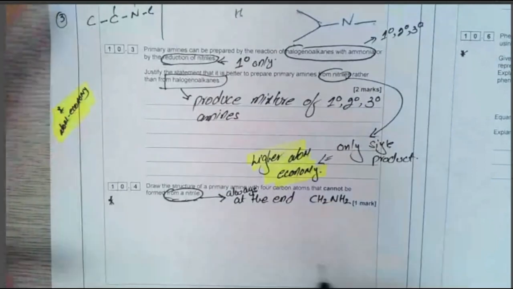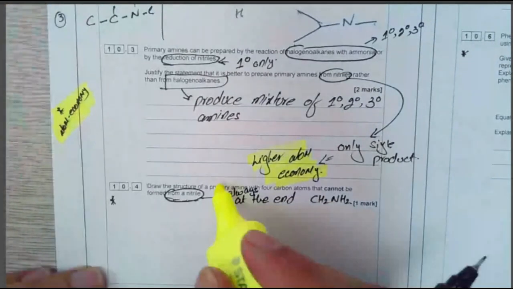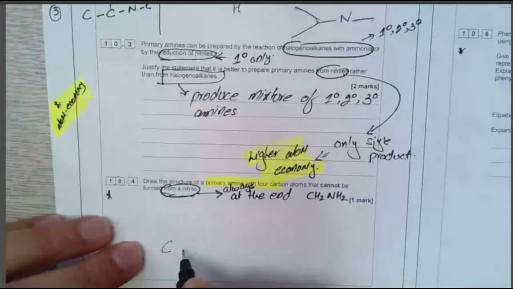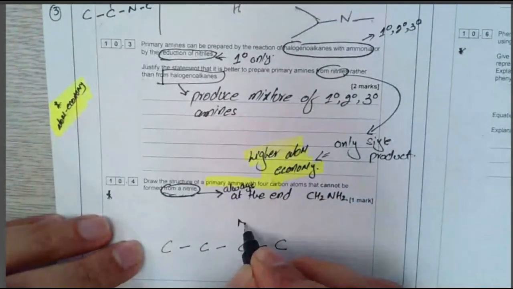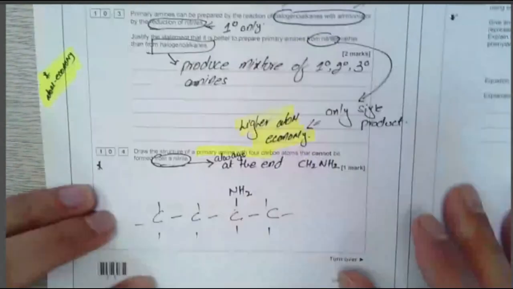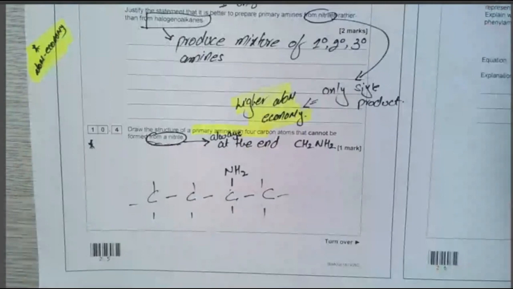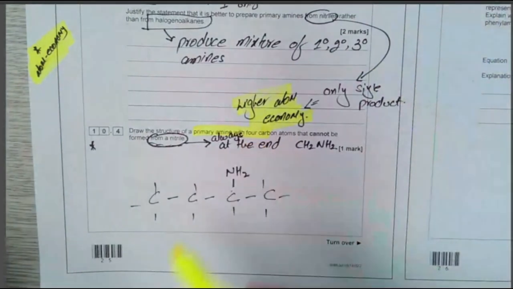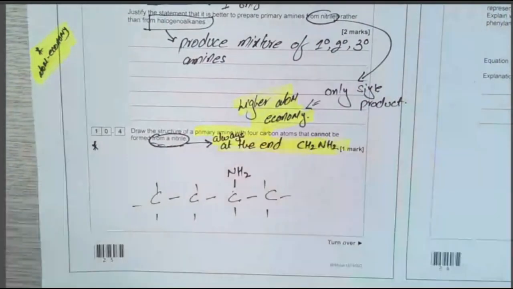Now, for primary amine, we have to produce primary amine with 4 carbon atoms. So I can say 1, 2, 3, 4. At this location, if I put NH2, it cannot be produced because now NH2 is not at the end of the chain. It is always at the end. So you just have to remember this section. If you remember this section, then you will not make a mistake.